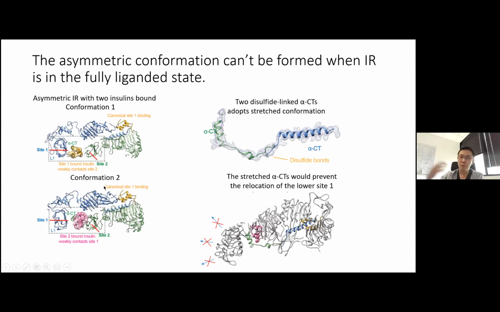So in principle, if the FCT motif is not linked, and the L1 domain can easily move straight outward, that would allow the binding of another insulin to this hybrid site.